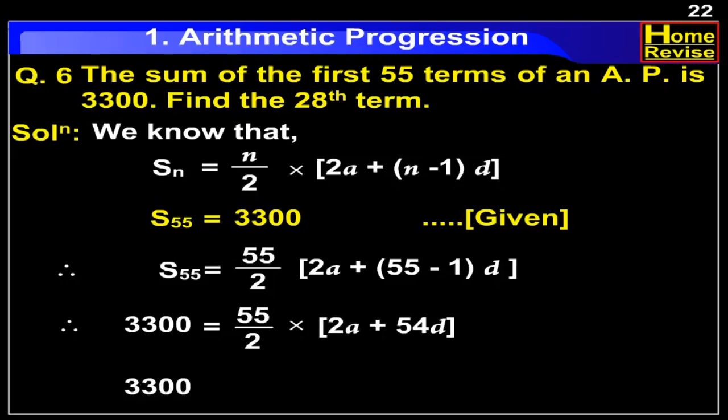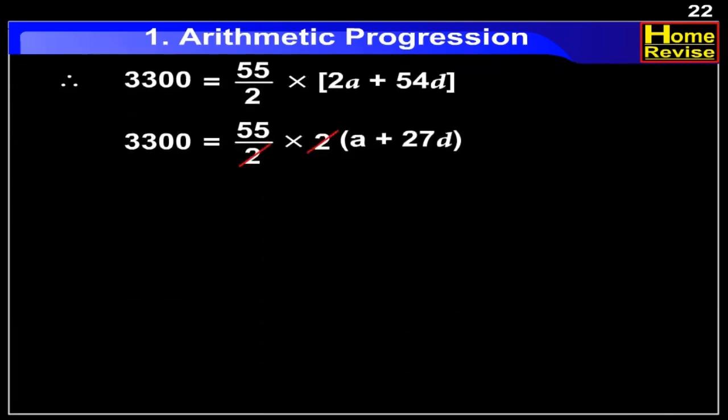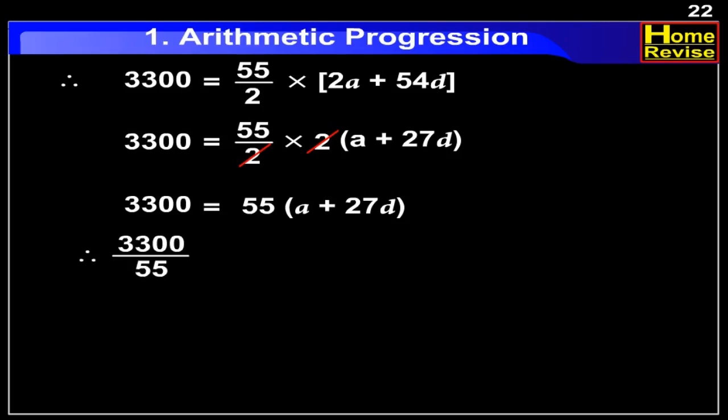Now, 3300 is equal to 55 upon 2 into, taking 2 common, in bracket a plus 27d. 2 gets cancelled out and we have 3300 is equal to 55 into a plus 27d. Therefore, 3300 divided by 55 is equal to a plus 27d. Now, a plus 27d will be equal to 60. Let this be equation number 1.